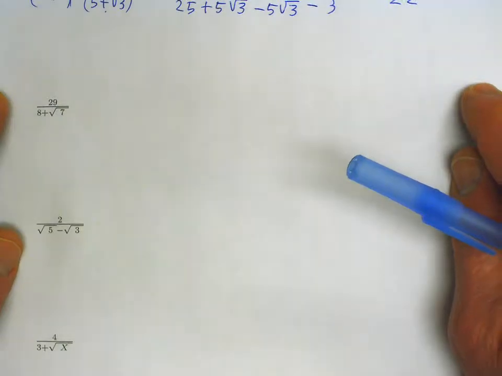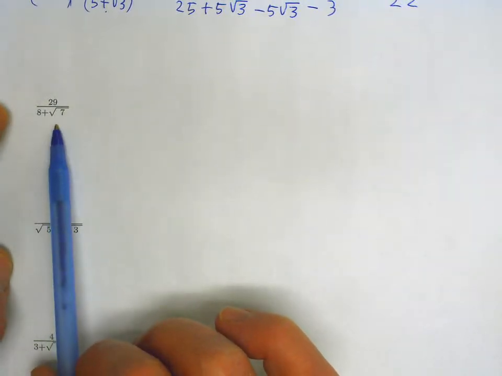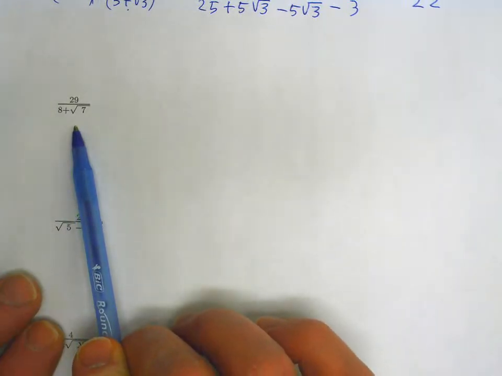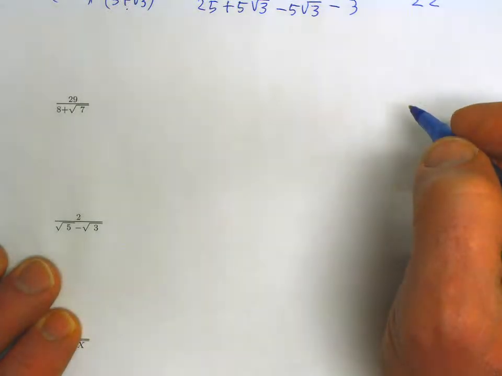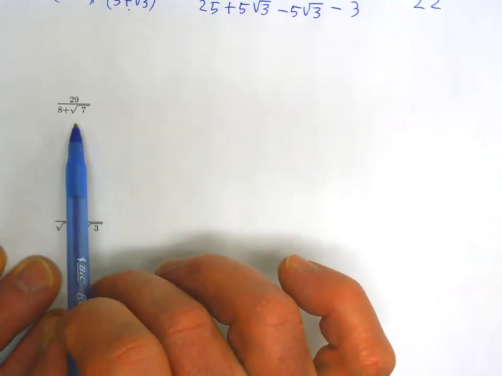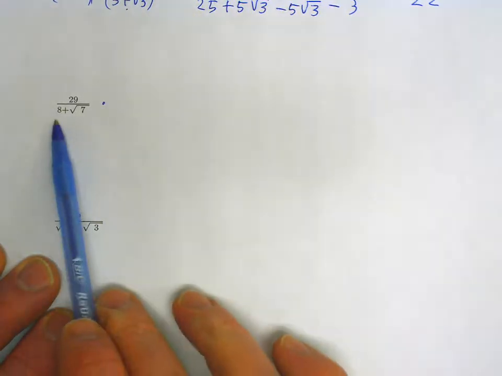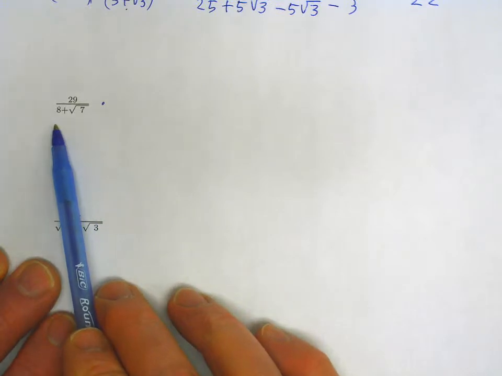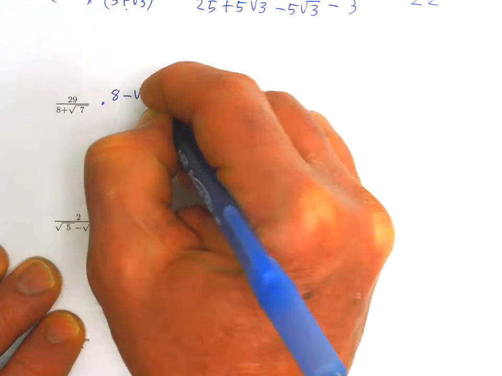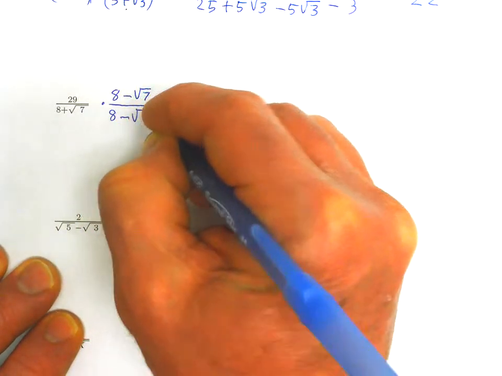Okay, in the next example, 29 divided by 8 plus the square root of 7. The square root of 7 is not a rational number. So in the end, we want a number that has the same value as this, but with a rational denominator. So once again, we multiply the numerator and denominator by the conjugate of the denominator. The conjugate of 8 plus the square root of 7 is 8 minus the square root of 7. So we multiply the numerator and denominator by 8 minus the square root of 7.